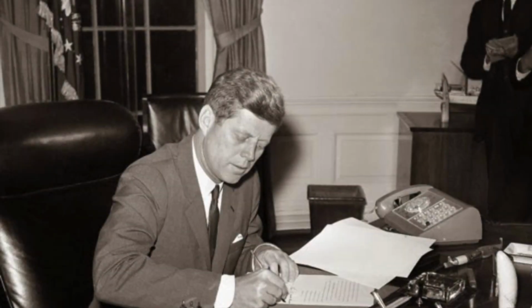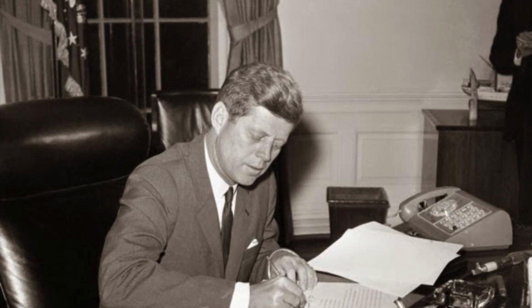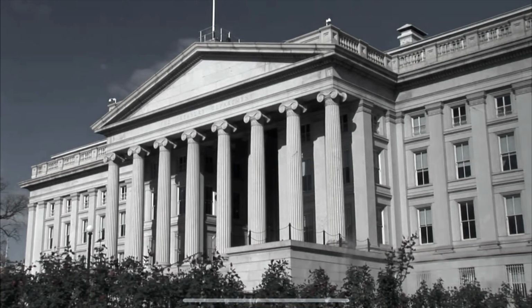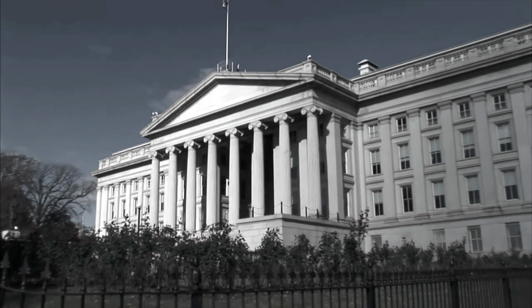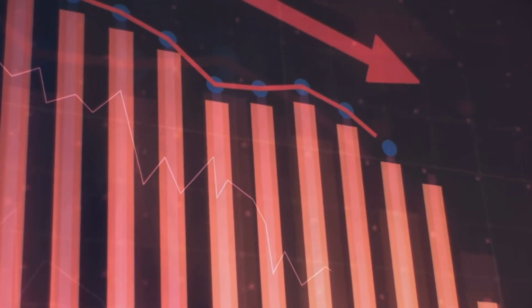The main purpose of Executive Order 11,110 was to give the Secretary of the Treasury the authority to issue silver certificates, which would help maintain the value of the US dollar during the transition to a fiat currency system. This order was part of Kennedy's broader economic policy, which aimed to promote economic growth and stability.